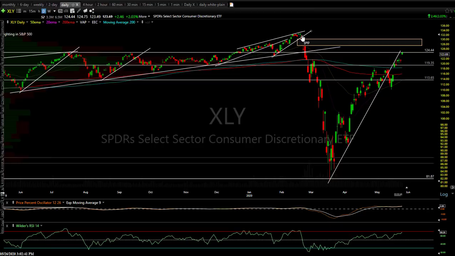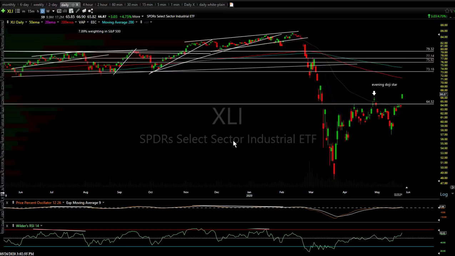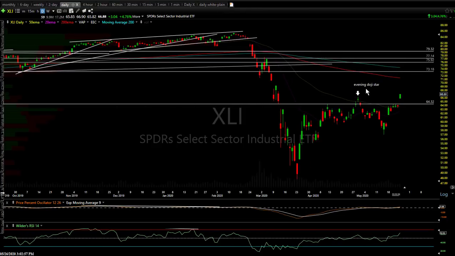Well, that was the real catalyst, the first breakdown, but that sealed the deal when we had those big gaps, and then the bottom kind of fell out of the market. So again, I strongly believe that they're very technically significant, and whether they get taken out or not, only time will tell. XLI industrials, pointed out back here, we had an evening star doji.